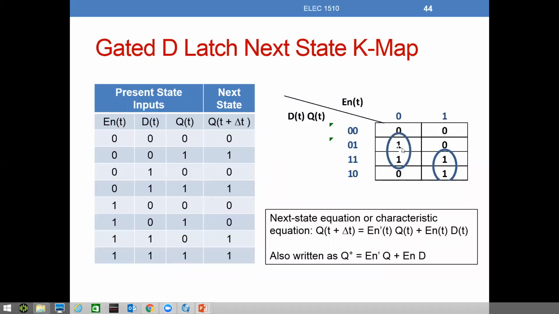And you can see then we have enable is a 0. So enable not ANDed with Q, right, at time t. Or with enable is a 1 ANDed with D. Right? So we can see then, right, when enable is a 0, the output will be whatever Q is. Or when enable is a 1, the output will be whatever D is. And we tend to write these as Q plus, as Q in the next state. We start dropping the t's and delta t's. It's easier to read. Right? So that becomes the next state equation, also known as the characteristic equation of a D latch. Right? It's sensitive to the level of enable.